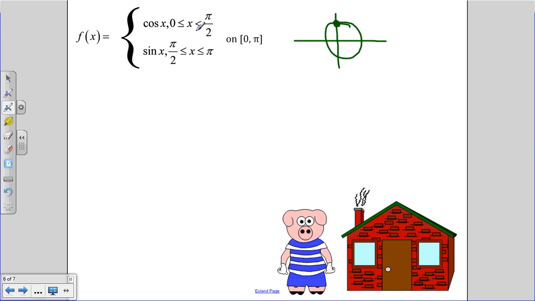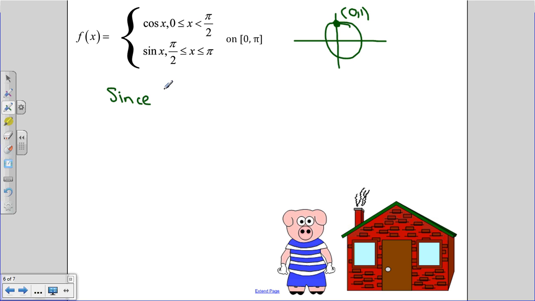This is a piecewise function between 0 and pi over 2. This is between pi over 2 and pi. So we need to make sure at pi over 2 that they're actually meeting up with each other. And they don't, right? So cosine of pi over 2 is 0, and sine of pi over 2 is 1. So therefore, this is not a continuous function. So therefore, the mean value theorem cannot hold. So let's say that. We need to say why it is not continuous.